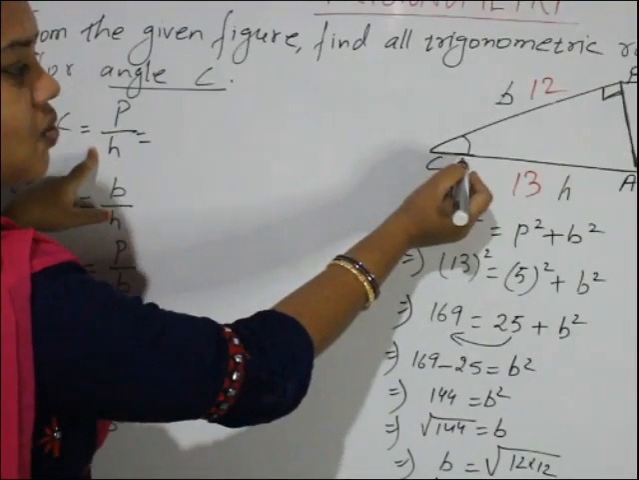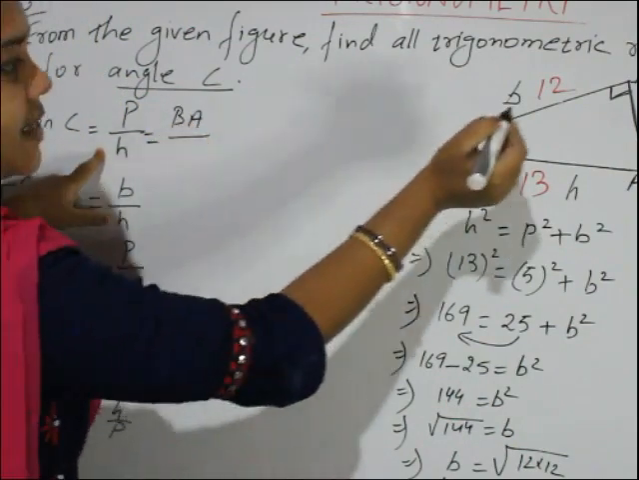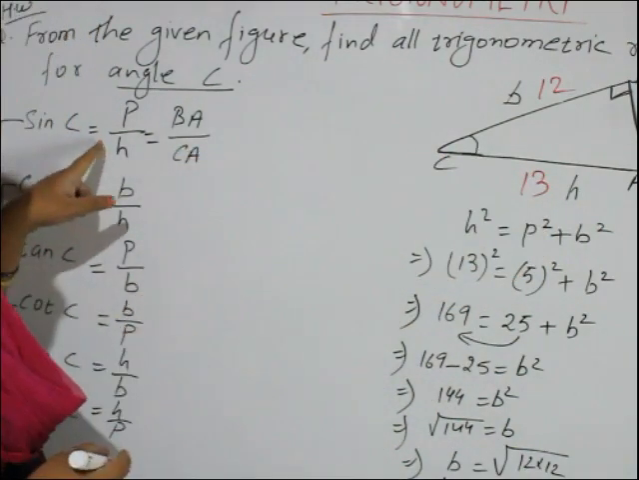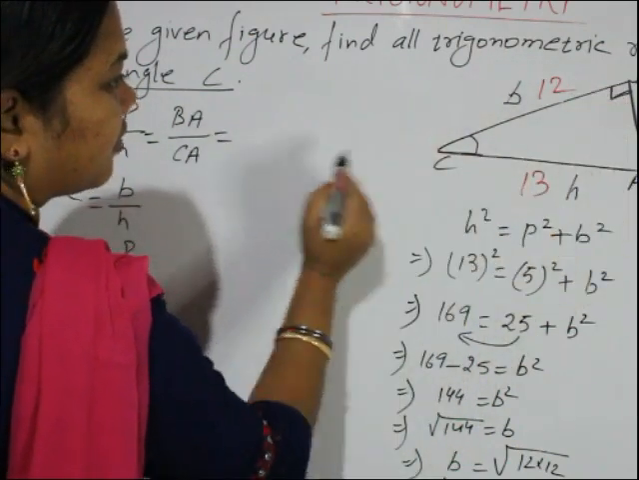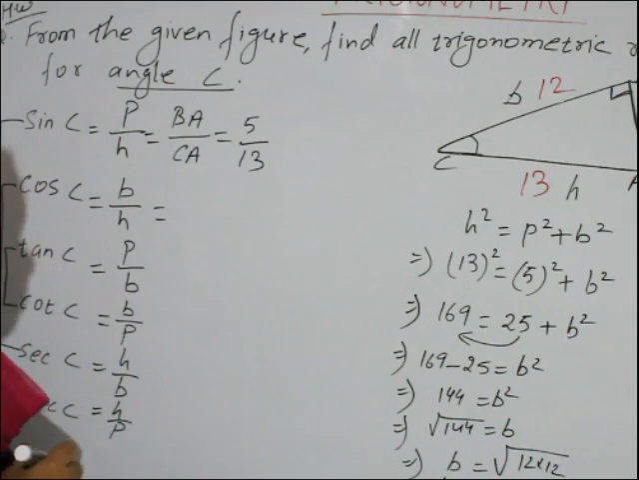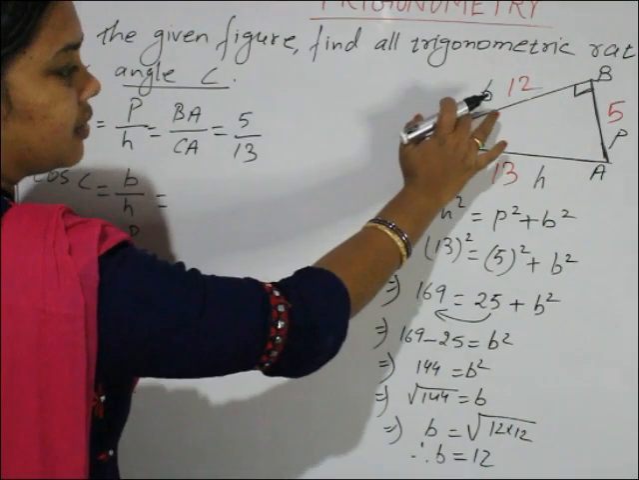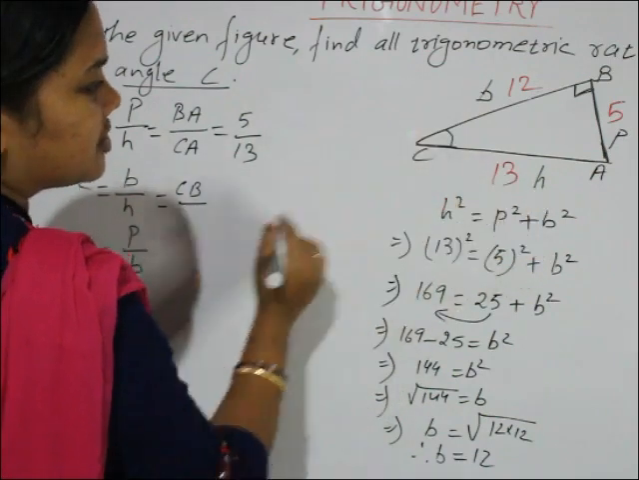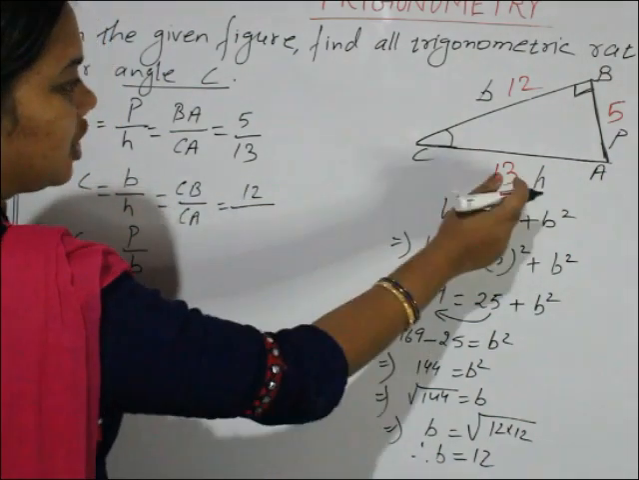So P by H is sin C. For angle C, what is P? BA. What is H? H is CA. What is the BA value? 5. CA is 13. Cos is B by H. Where is B? CB. H is CA. CB is how much? 12. H is how much? 13.